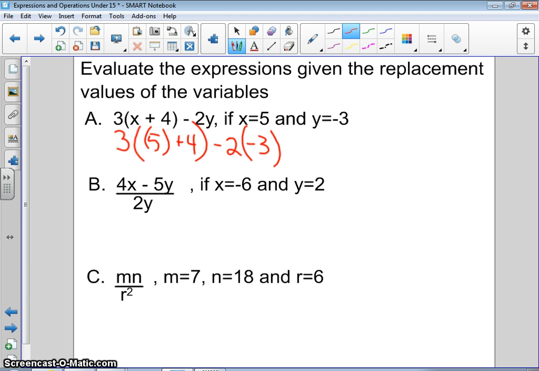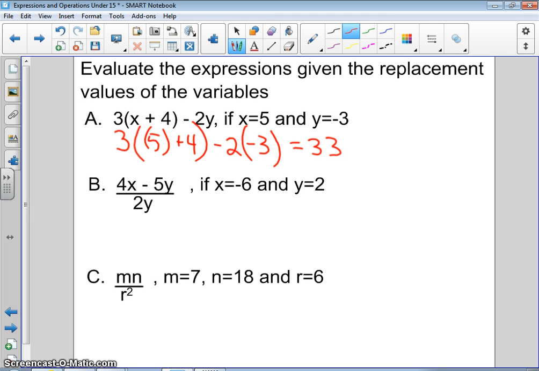Okay, everybody should have got 33 for this when you worked it out. If you didn't get 33, please work with your teacher to make sure you know how to put the numbers in the calculator. These will be the most important questions for you getting ready for the SOL test. For B, we've got a fraction. And this fraction bar is the ultimate grouping symbol. So you've got to work out everything on the top, work out everything on the bottom, and then go through and divide.